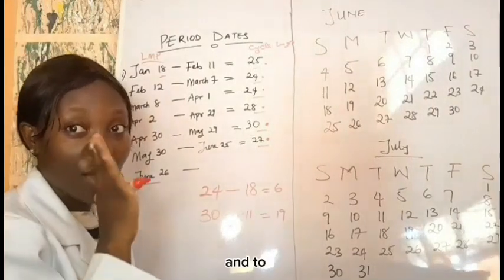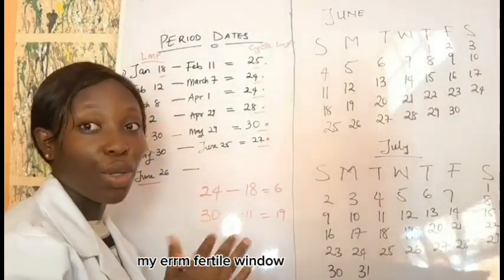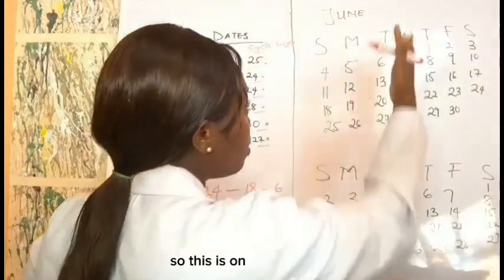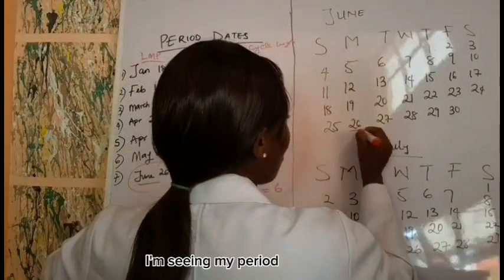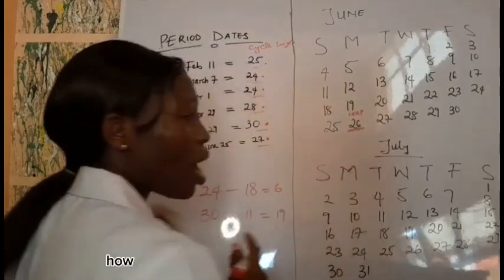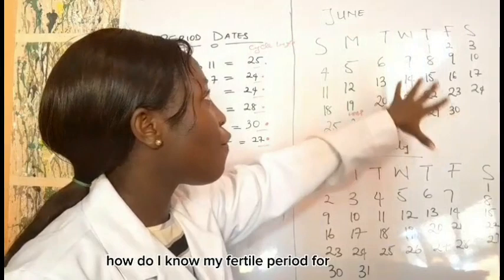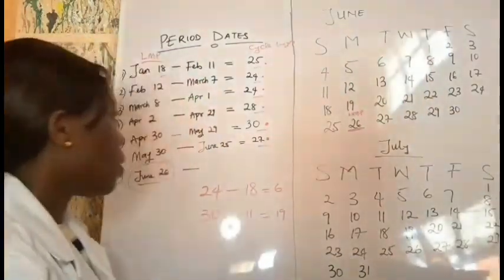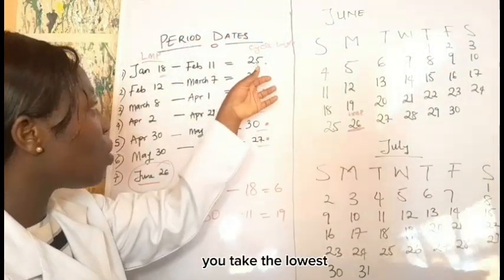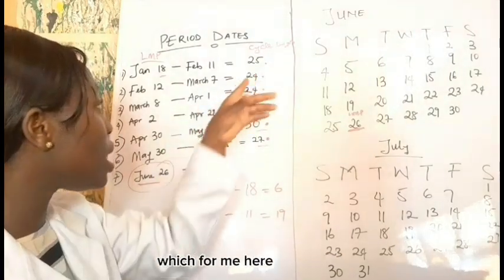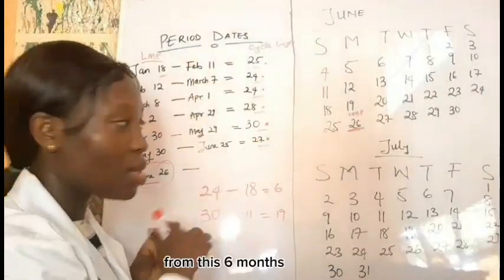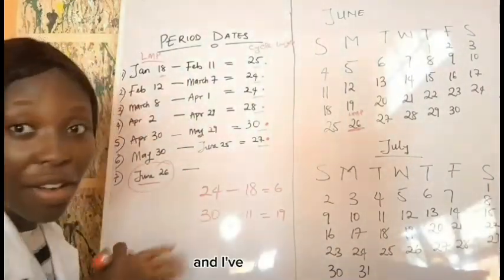Now, to know my fertile window for a new month, which is June 26, on my June calendar I'm seeing my period for the first time. This is my LMP, June 26. So how do I know my fertile period for this new cycle? You take from the cycle lengths we have the shortest cycle length, which for me here is 24 days. And then you take the longest cycle from this 6 months chart, which for me is 30 days. And I've written it here.